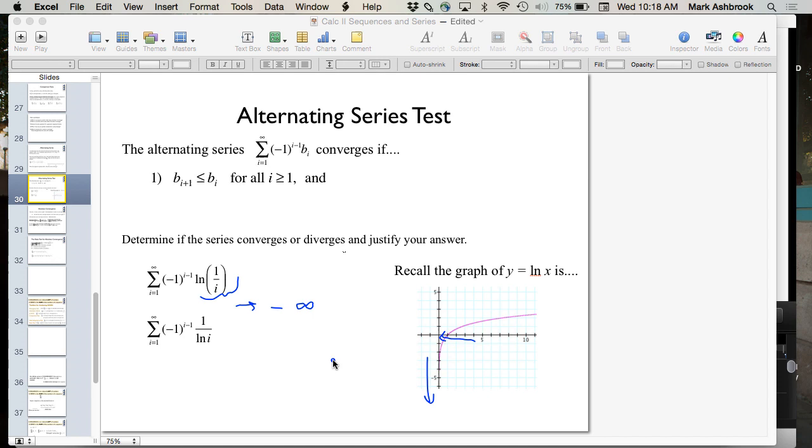Divergence test. This is the very first thing we look at, right? If the sequence doesn't go to 0, what do we say? Game over, right? The series can't converge. So that's what we have. This is just seeing that those terms don't go to 0. It goes to negative infinity, so this thing could never converge. Divergence test.